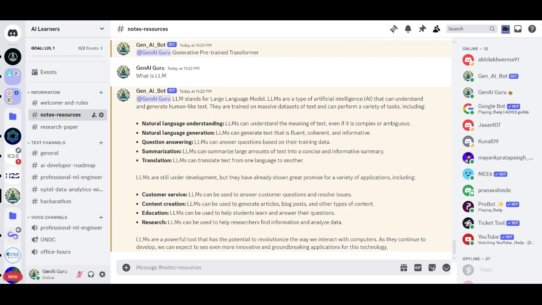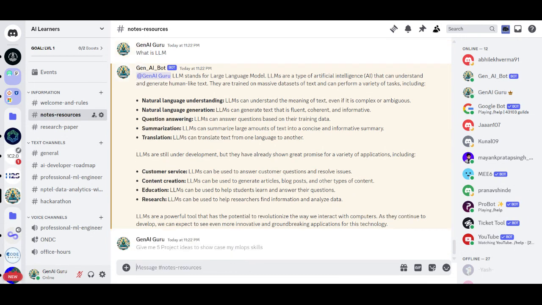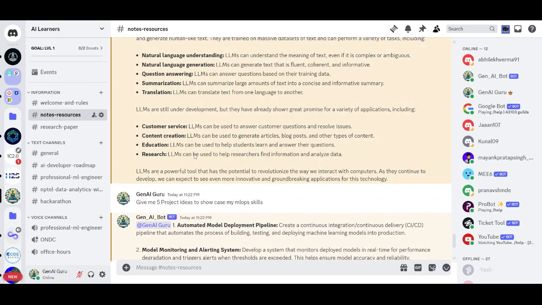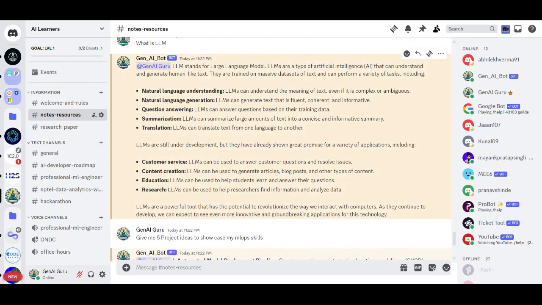Not only this, if I ask, give me 5 project ideas to showcase my ML skills. Yeah, here you can see our answer is not a simple answer, but more generic, meaning more accurate related to generative AI and in a more structured way.